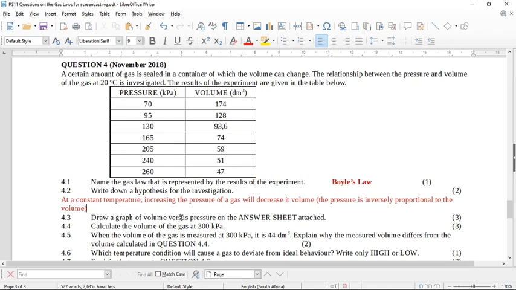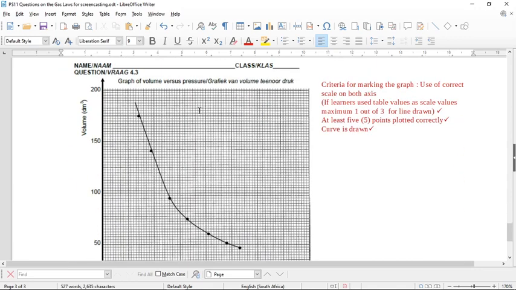Now it says draw a graph of volume versus pressure on the answer sheet attached. So the answer sheet has actually got your axes labeled. So remember, the independent is supposed to go on the x-axis. So the graph sheet should be labeled like that. If it's not, make sure you put the independent on the x-axis. So what you must do is take a look at all of your readings here. The lowest is 70, the highest is 260, so your graph must accommodate that. And your lowest here is 47 and your highest is 174. So an axis going to a little bit above this, like 300 and 200 on the volume side, should work out well. So let's go down and have a look here.